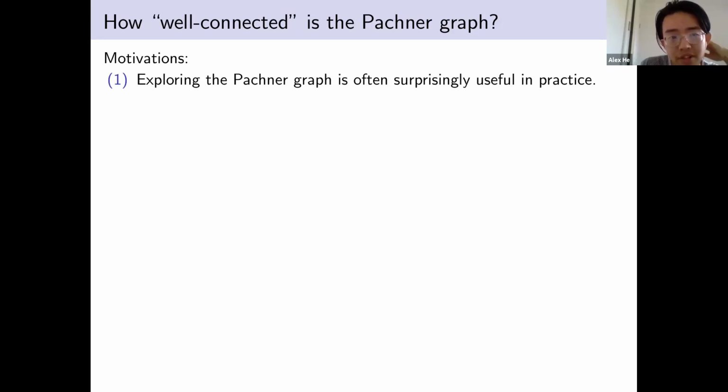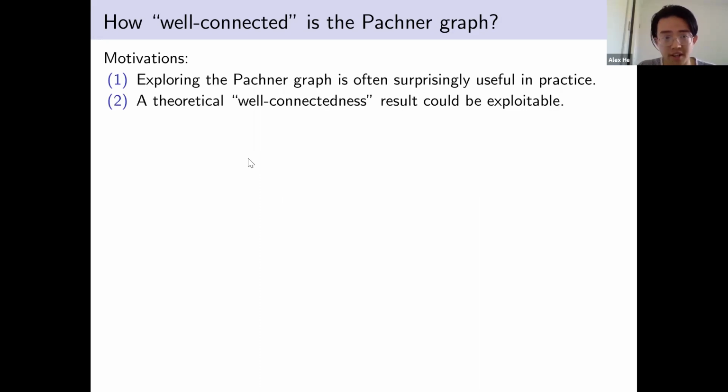I've already mentioned the first reason, which is that it's often surprisingly effective in practice to just walk through the pachnograph searching, for example, for a triangulation with fewer tetrahedra, which suggests that the pachnograph is well connected, right? In practice, we can always find this short path somehow. And so that suggests that it's not just connected, it's well connected. And so we want to explain that.